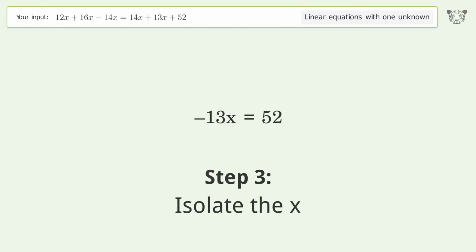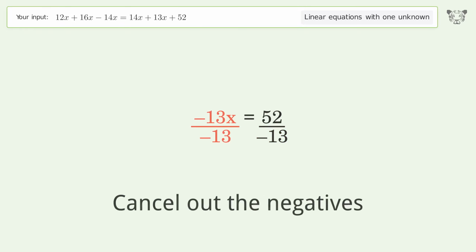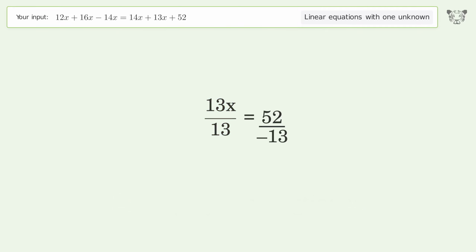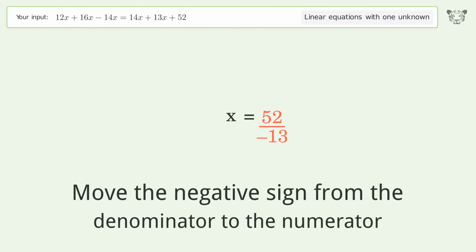Isolate the x. Divide both sides by -13. Cancel out the negatives. Simplify the fraction. Move the negative sign from the denominator to the numerator.